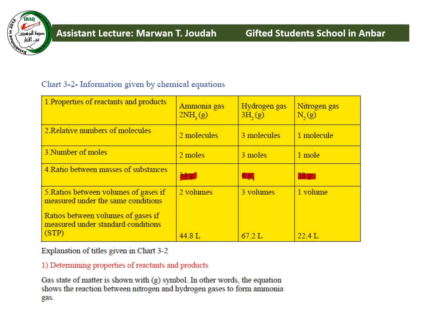The first one is determining the properties of reactants and the products. We have already mentioned that the letter G means that it's a gas state. So we are dealing with some gases. We are using gases in order to make a gas. Okay, so hydrogen gas plus nitrogen gas.